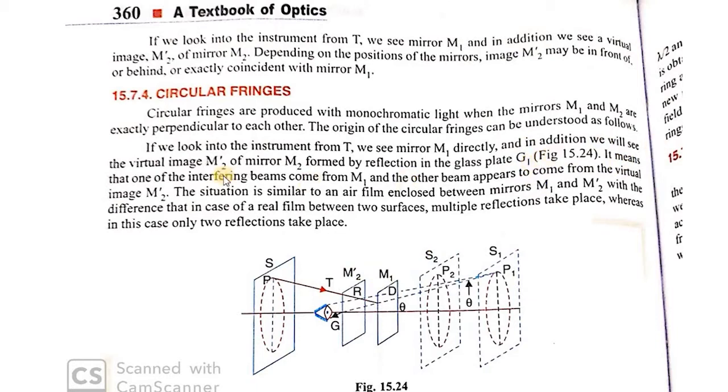It means that one of the interfering beams comes from M1 and the other beam appears to come from the virtual image M2 prime. The situation is similar to the case of an air film enclosed between the mirrors M1 and M2 prime, with the difference that in the case of a real air film between two surfaces, multiple reflections take place. In this case only two reflections take place.